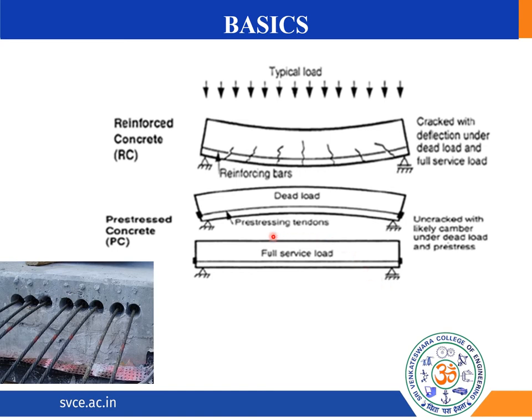So already it is in the upward concave shape, and on top of it when you apply the load, the beam will just try to become horizontal and it can carry more load, and only after that it is going to really sag down.